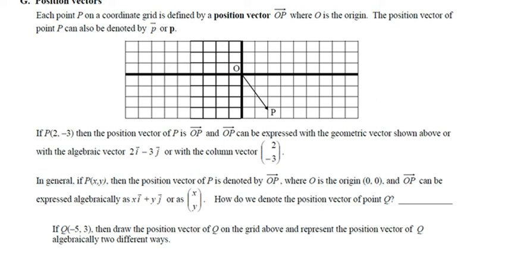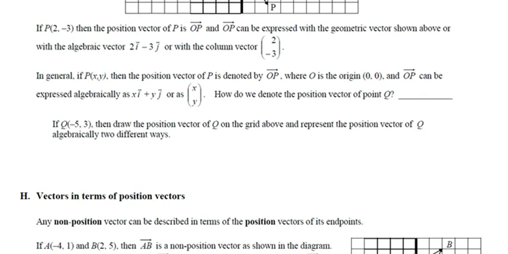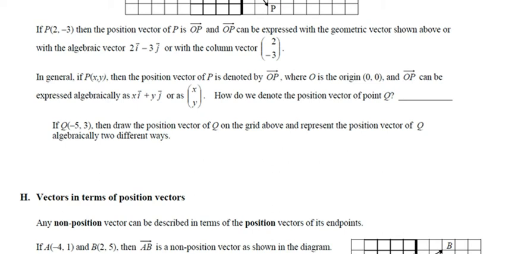Okay, so it can be expressed with the geometric vector shown, with the algebraic vector 2i minus 3j, or with the column vector (2, -3). In general, if P is the point (x, y), then the position vector of P is denoted by OP, where O is the origin, or (0, 0). And OP can be expressed algebraically as xi plus yj, or as the column vector (x, y).